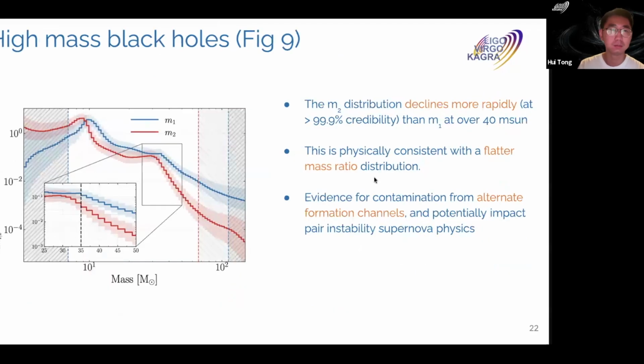Thanks, Max. So Max just introduced the black hole features around 10 solar mass and 35 solar mass, but we do observe more massive binary black hole systems than that, like GW190521 and GW231123. The mass scales of these very massive events locate in a mass range that's much higher than the 35 solar mass peak. So this high mass region could be fascinating as well due to theories like pair-instability supernova.